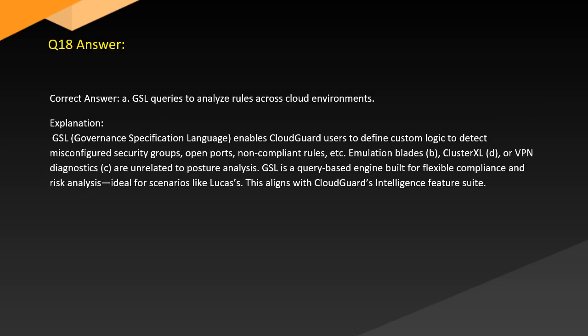Answer. Correct answer. A. GSL queries to analyze rules across cloud environments. Explanation. GSL, Governance Specification Language, enables CloudGuard users to define custom logic to detect misconfigured security groups, open ports, non-compliant rules, etc. Threat emulation blades (B), ClusterXL (D), or VPN diagnostics (C) are unrelated to posture analysis. GSL is a query-based engine built for flexible compliance and risk analysis, ideal for scenarios like Lucas's. This aligns with CloudGuard's intelligence feature suite.